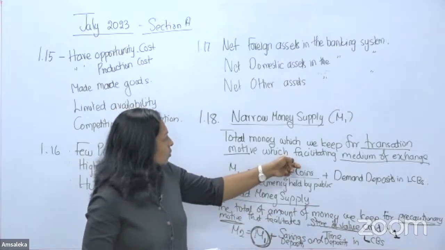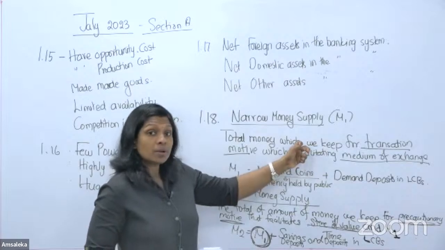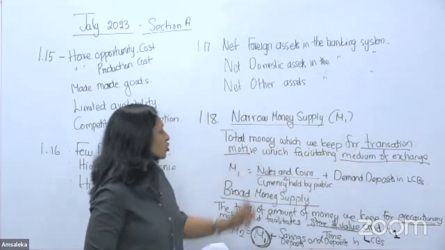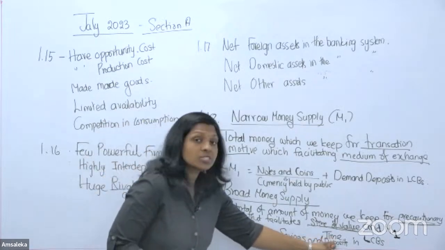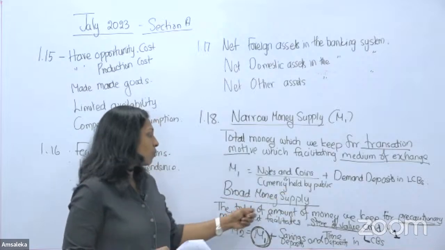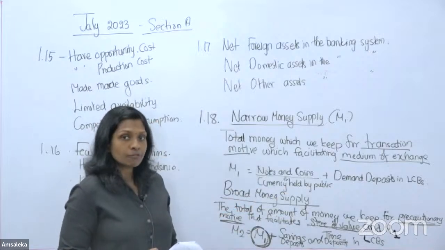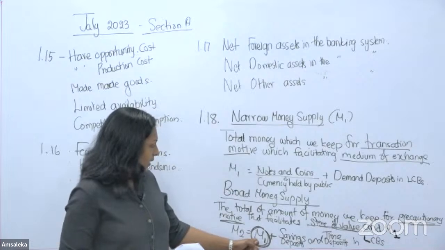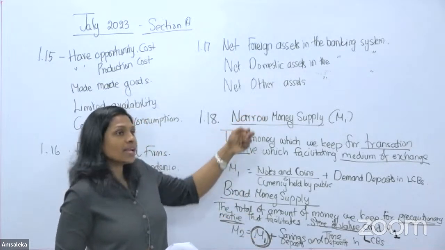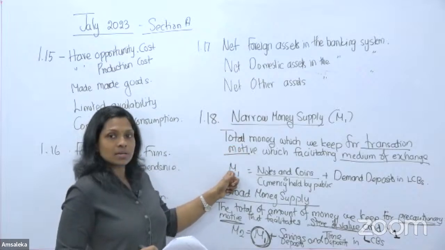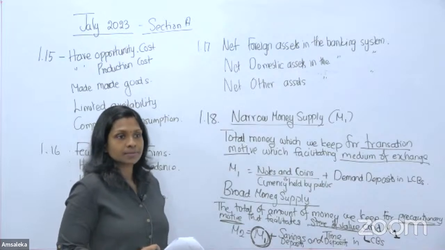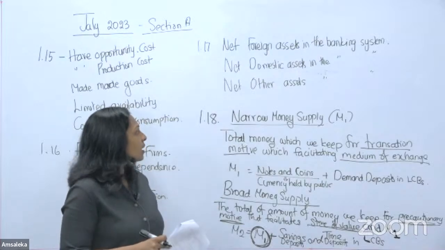With M1, the public keep money that is held for transaction motive. The savings deposit and time deposit additionally are held for precautionary motive, facilitating store of value. So that's how you differentiate. Make the topic and write, and if you know the addition, just point it like this. So you may get full marks. So it's about 1.18.